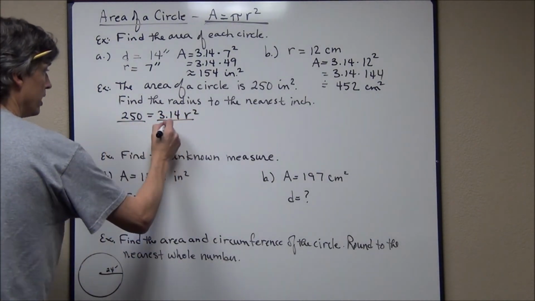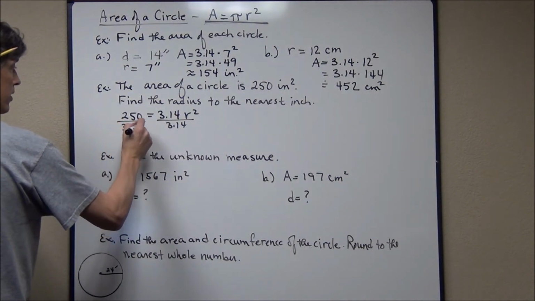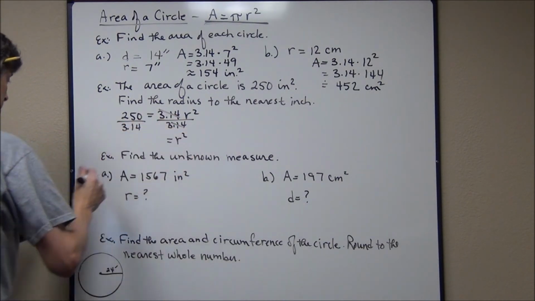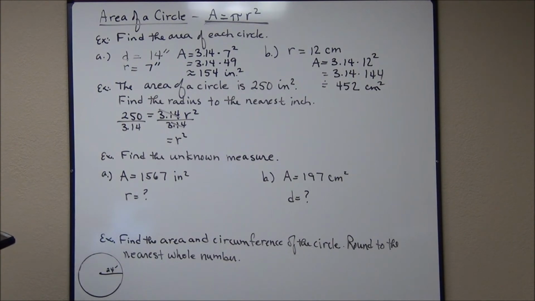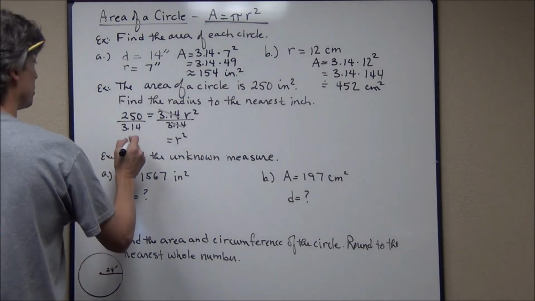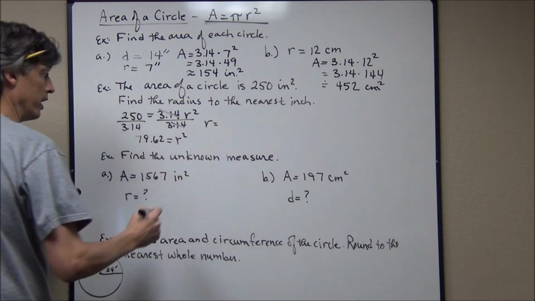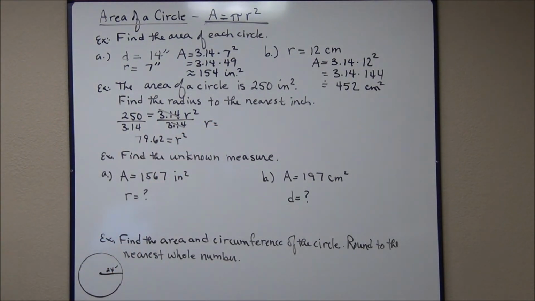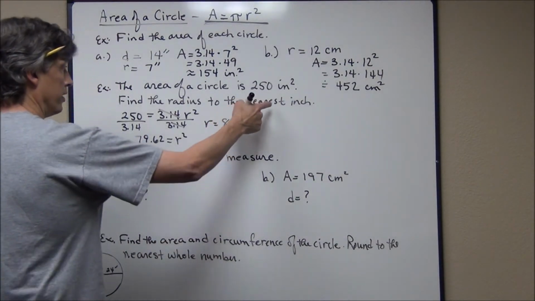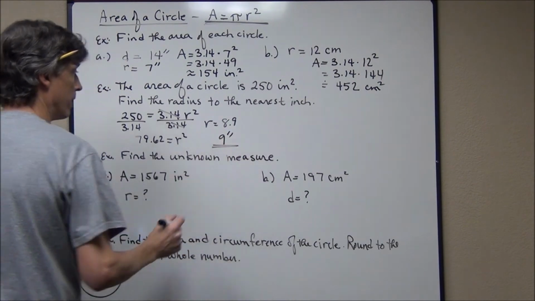First thing I'm going to do is I'm going to divide by 3.14. And I get r to the second power is equal to, well, 250 divided by 3.14, I get 79.62, approximately 79.62. I have to take the square root of this. R equals the square root of that, so I'm going to take the square root of this value. So let me clear this out. I hit the square root of 79.62 and I get 8.9, which I'm going to round to the nearest inch, or 9 inches. That would be my radius.